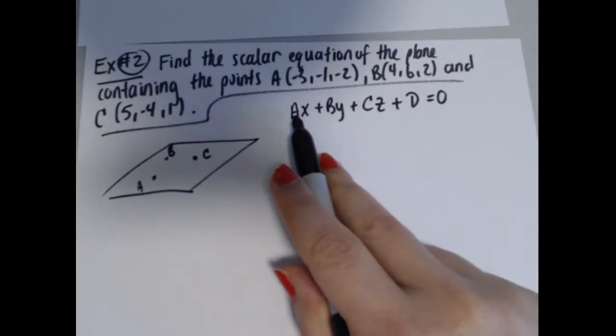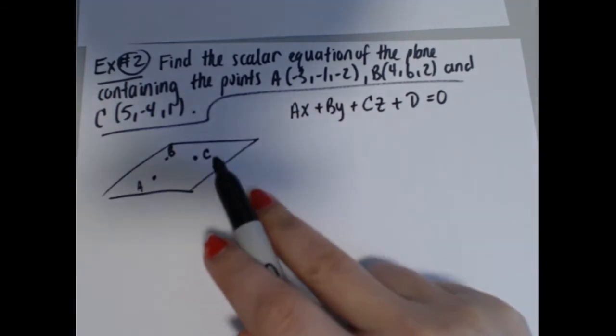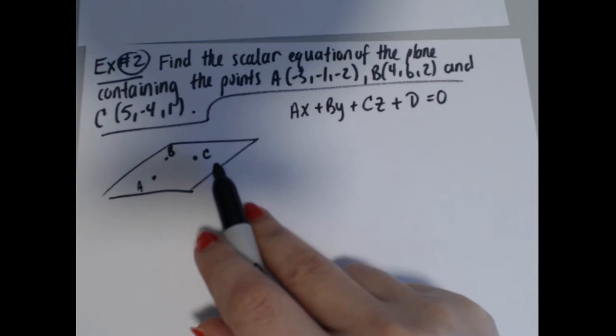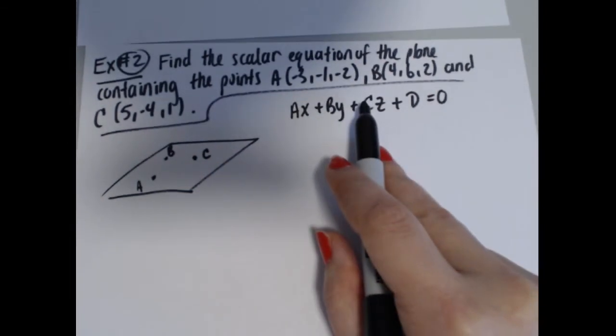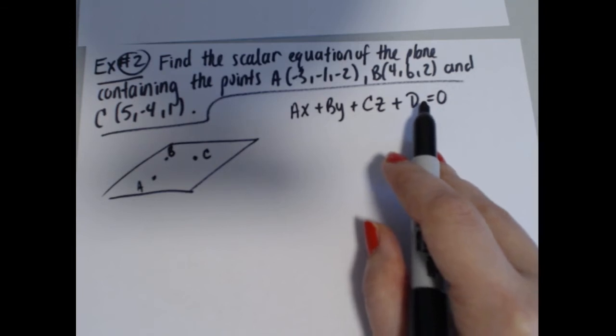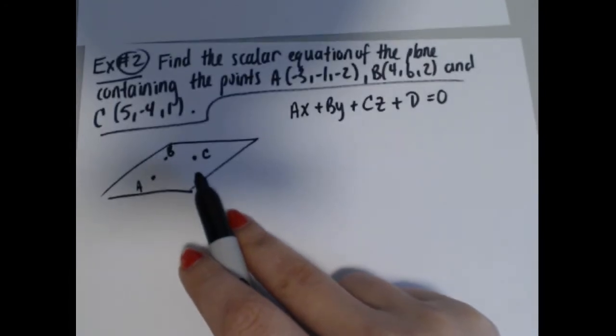In order to find A, B, and C, all I need to know is a normal vector to this plane, some vector that is perpendicular to this plane. That way I have 3 out of the 4 unknowns. And then to find the last unknown, D, all I need to do is plug in a point. And I have 3 points here. So that part will be simple. What I have to focus on here is how do I figure out a vector that's perpendicular to the plane?